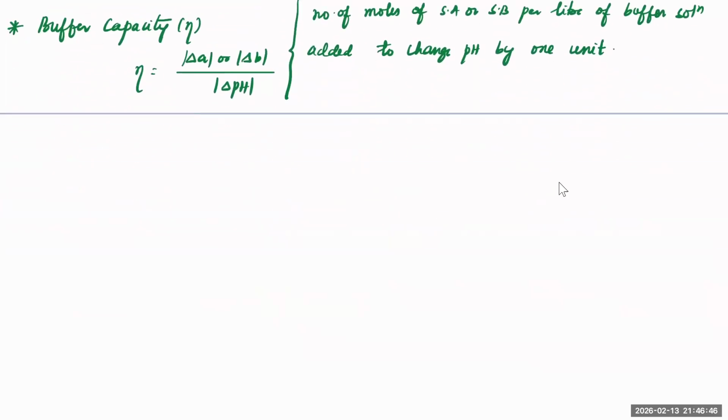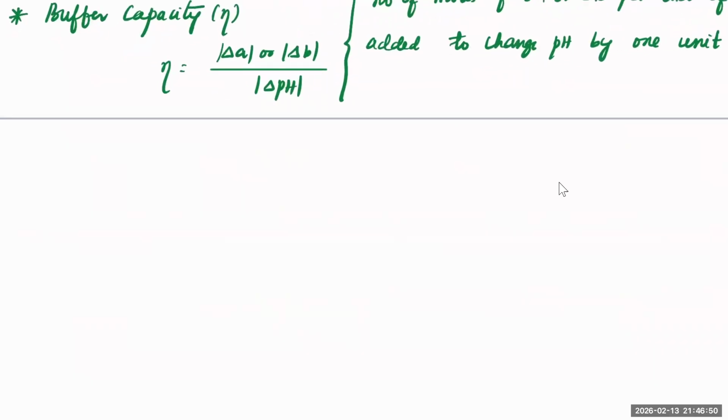Okay. Now, sometimes if you want to get an idea about buffer capacity, it is also called buffer index. So buffer index Bi can also be written as S into A, salt into acid concentration, upon salt plus acid concentration. This value you can check, which will give an approximate value of the buffer index or buffer capacity. Got it?